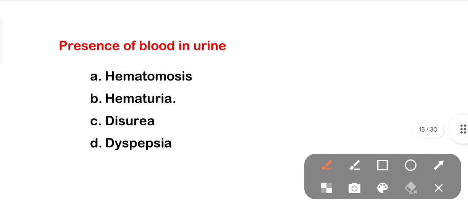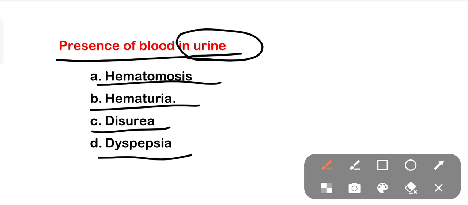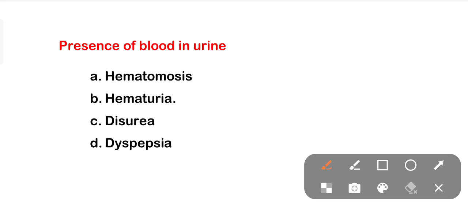The next one is the presence of blood in urine. When a person has the presence of blood in the urine, what is that condition called? Options are option A, hematemesis, option B, hematuria, option C, dysuria, option D, dyspepsia. The right one is hematuria. Hematuria is nothing but the presence of blood in our urine.